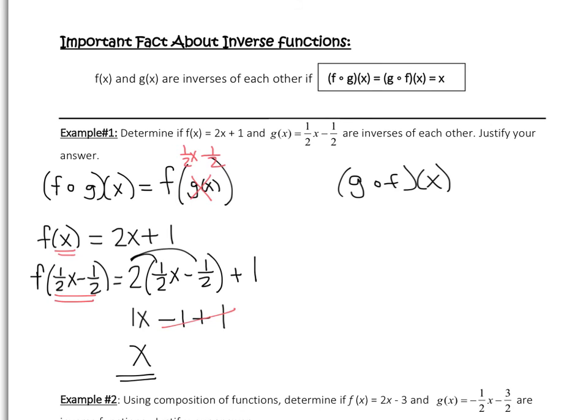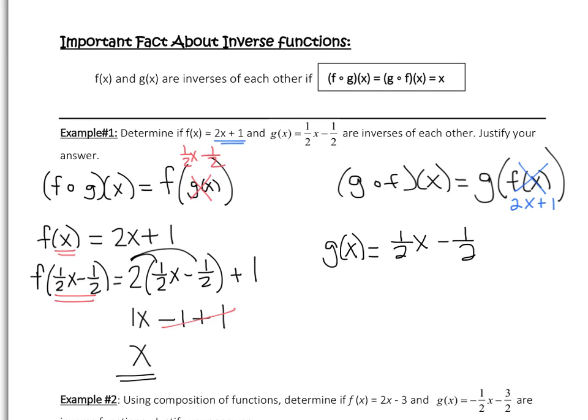So again, g of f of x. I'm going to throw f of x into g. So instead of f of x, let's write exactly what it's equal to, which is this, 2x plus 1. So I want to find g of 2x plus 1. So start with the g of x function. And I want to find g of 2x plus 1. So every time I see an x, I'm going to put 2x plus 1.